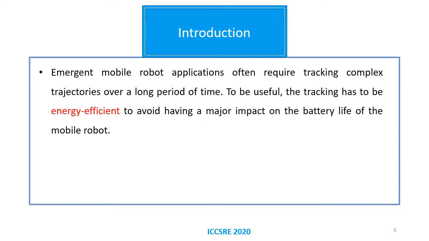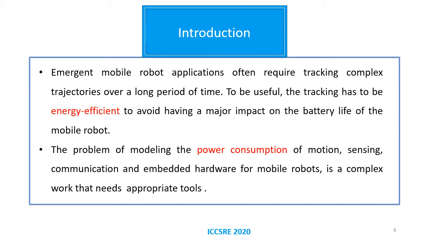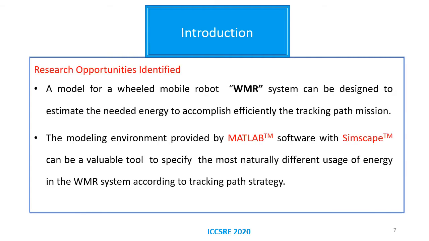Emergent mobile robot applications often require tracking complex trajectories over a long period of time. To be useful, the tracking has to be energy efficient to avoid having a major impact on the battery life of the mobile robot. The problem of modeling the power consumption of motion, sensing, communication and embedded hardware for mobile robots is a complex work that needs appropriate tools. Two research opportunities were identified.